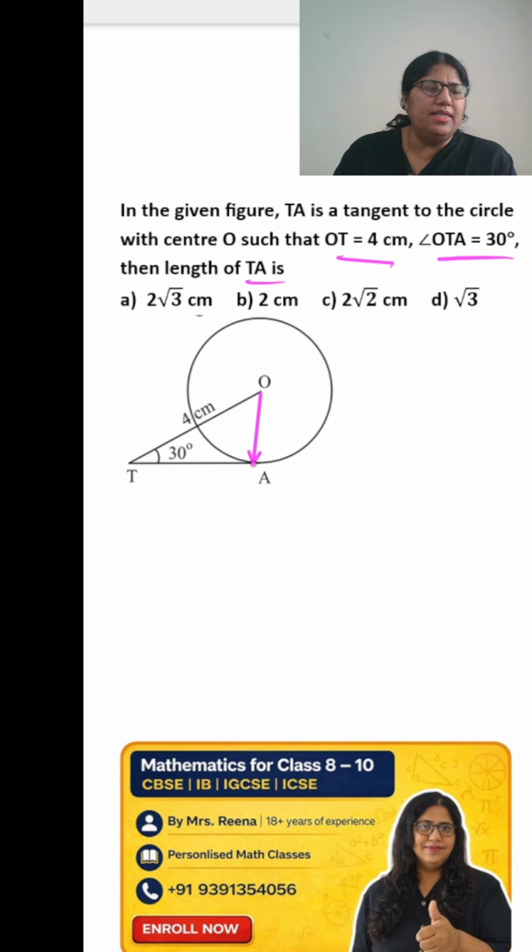Now you know that OA is the radius, and the radius is always perpendicular to the tangent as per the theorem. Now, this is the integration of trigonometry and circle, because I need to find out the TA length. I can use a trigonometric ratio for the right triangle.